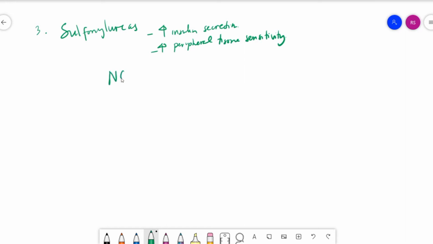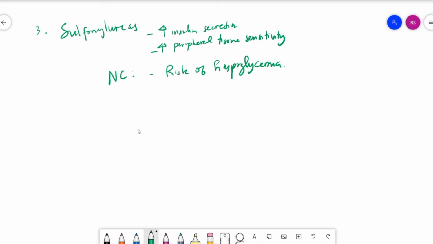So the nursing consideration for this one is to be careful. There's a risk for hypoglycemia. So you want to tell your patients, hey, carry some glucose, some hard candies, or whatever you can chew, so it will help you if you have symptoms of hypoglycemia.